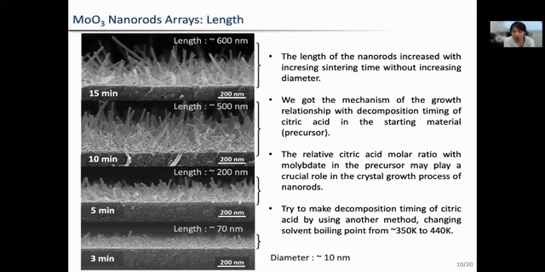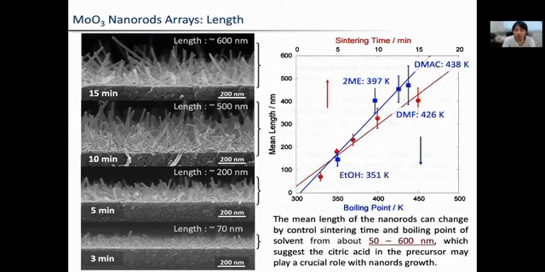Then we try to change the decomposition timing of citric acid and amine by using another method. You can see the figure. We change several solvent boiling points, from 350 Kelvin to 400, about 50 Kelvin. As a result, the length of the nanorod increases with increasing the boiling point of the solvent. So we can change the mean length of the nanorod by controlling sintering time and boiling point of the solvent.